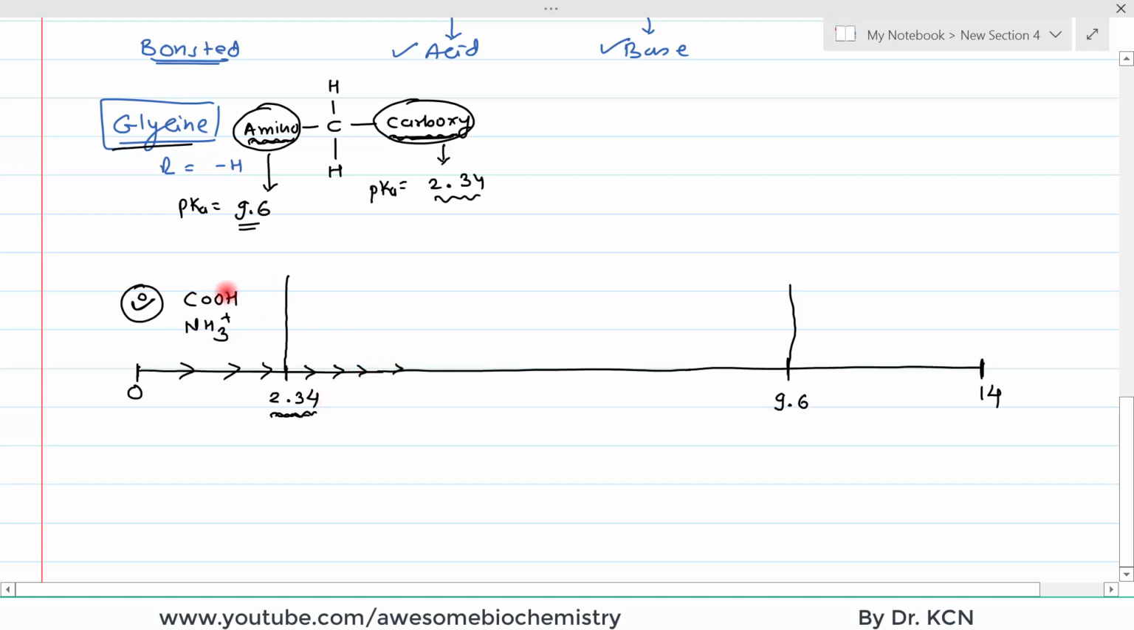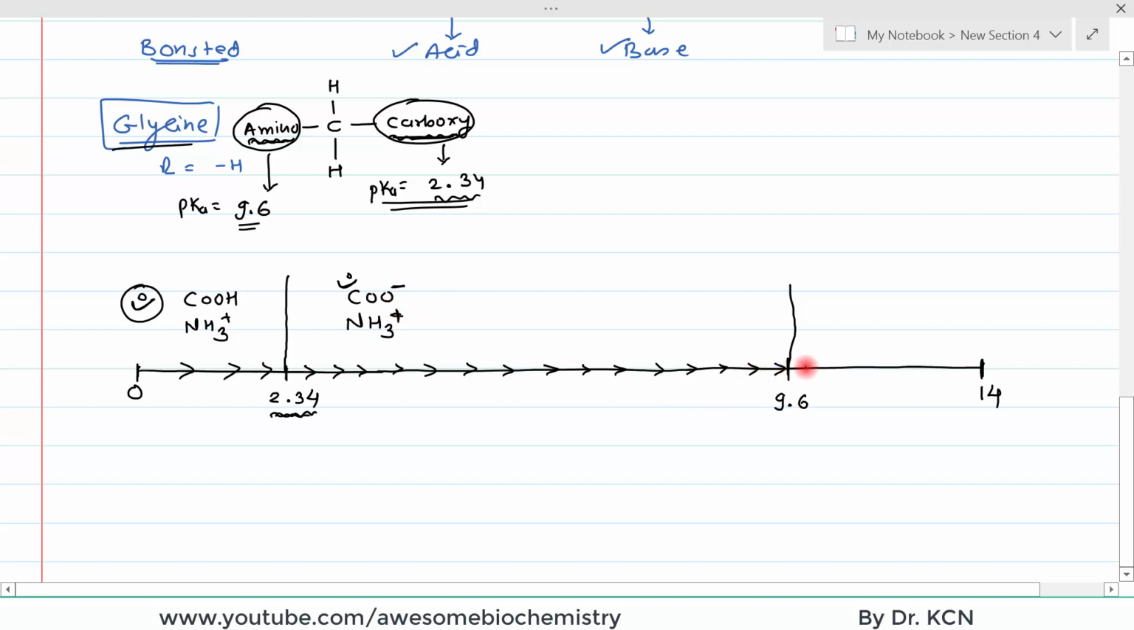More and more of this glycine's COOH group will start losing its proton. So now the COOH, that is the carboxy group, will be in the form of COO minus. What about this NH3 plus? Will it lose its proton? No, it will remain in the form of NH3 plus. So if you move in this direction, if you go on adding alkali to this solution, that means the pH is increasing, what will happen? More and more COOH will lose its proton, right? And NH3 plus will not lose its proton.